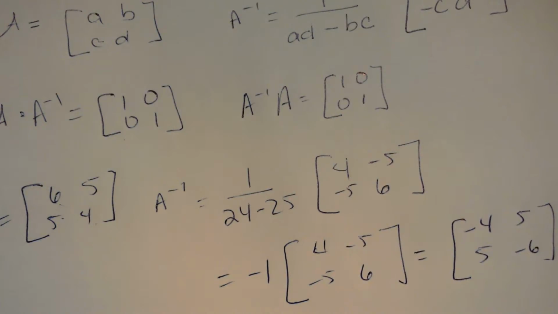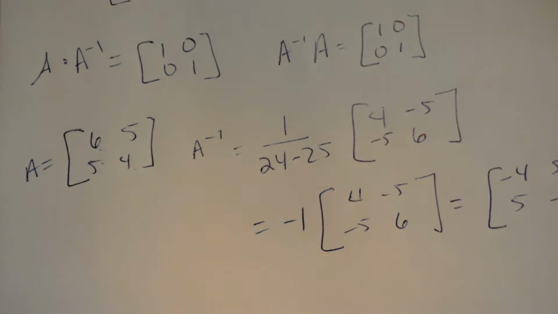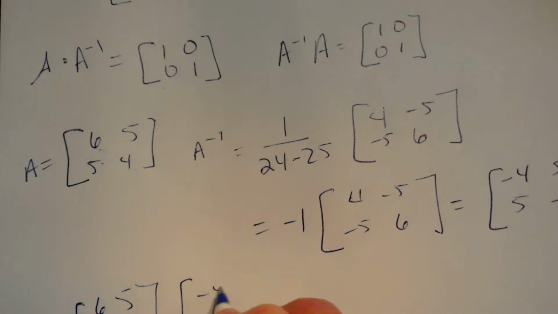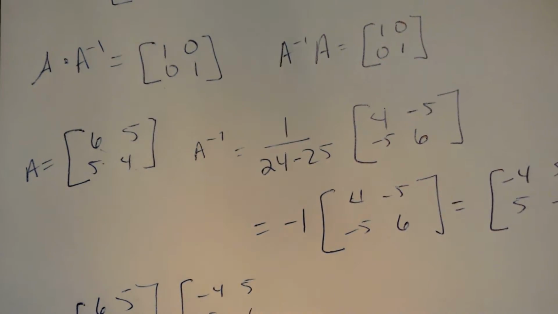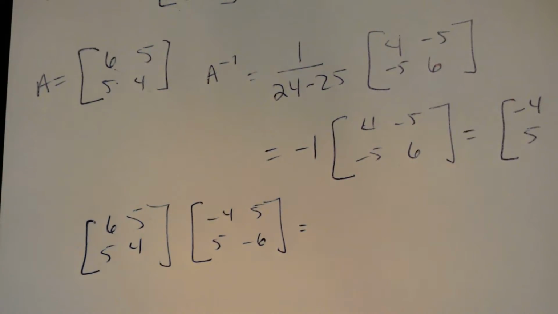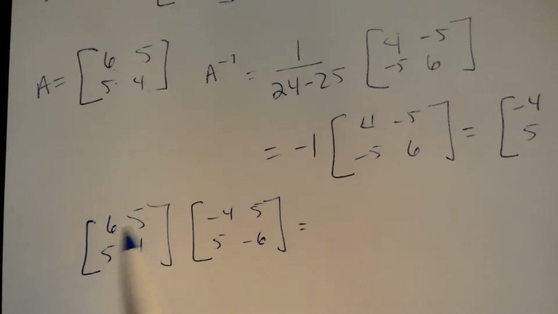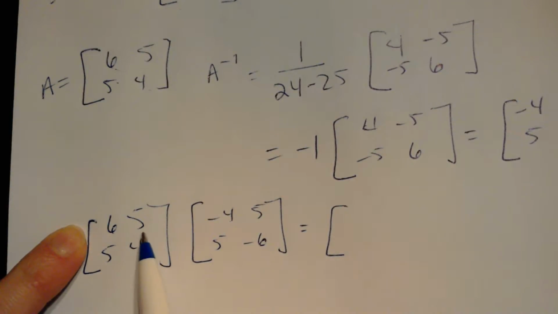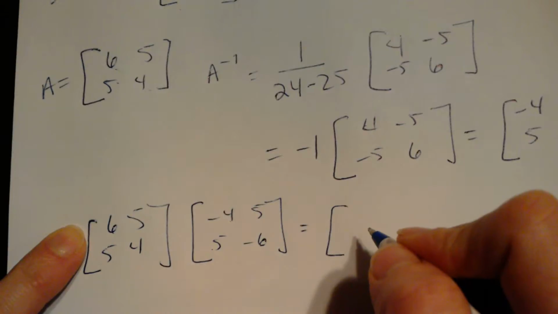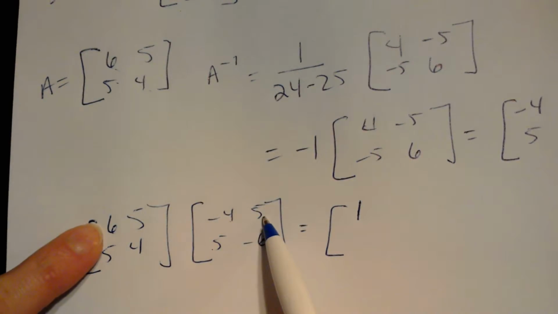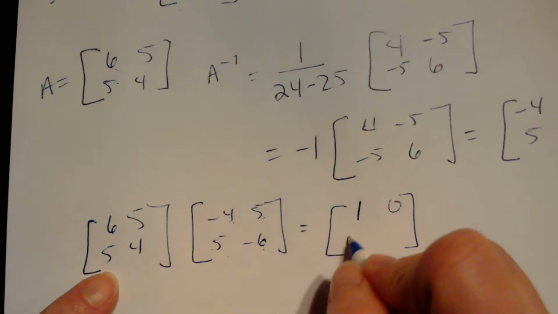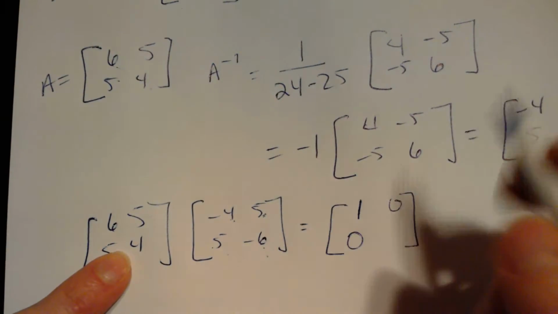All right, so let's check and make sure that we did it right. If we did it right, I can multiply these two together. So we said 6, 5, 5, 4, and multiply negative 4, 5, 5, negative 6. Oops, let me slide that up so we can see it. That should give me my identity, 1, 0, 0, 1. So we're going to multiply this row by this column. I've got 6 times negative 4 is negative 24, 5 times 5 is 25, so negative 24 plus 25 is 1. Here's going to give me 30, this is going to give me negative 30, so it's a 0. Here it's going to give me negative 20 plus 20, so it's a 0. And then 25 minus 24 is 1.